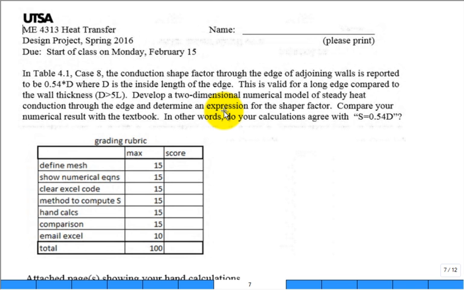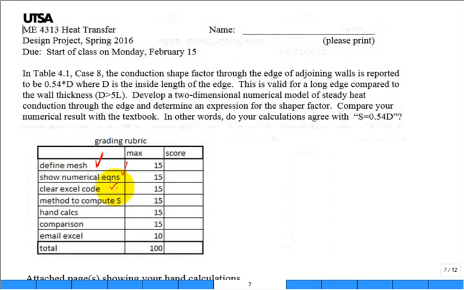How will you be graded? You need to have a really clearly defined mesh. 15 points. You need to show your equations before you implement them into Excel or MATLAB. I need to see them written out. You say, that's pretty tedious. Do it, do it, do it. 15 points. You need to have readable Excel code. If I look at your equations the way you wrote them, then I look at your Excel code, I should be able to understand the implementation.